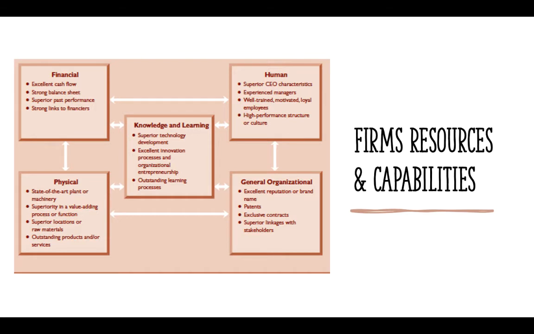Let's take a look at physical resources. Physical resources are the things that you can see, such as your machineries, your plants, your buildings, your hotel buildings, as well as your location or your plant that produces good output effectively or efficiently. You have to have ample space, right?